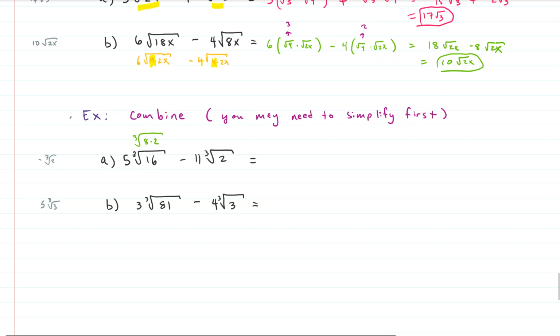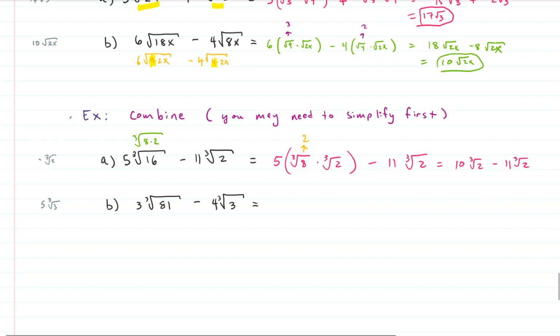Let's keep going here. We have 5, and we can rewrite this as the cube root of 8 times the cube root of 2. And we have minus 11 cube root of 2. Cube root of 8 is the same thing as 2 because 2 cubed is 8. So this gives us 2 times 5, which is 10, times cube root of 2 minus 11 times cube root of 2.